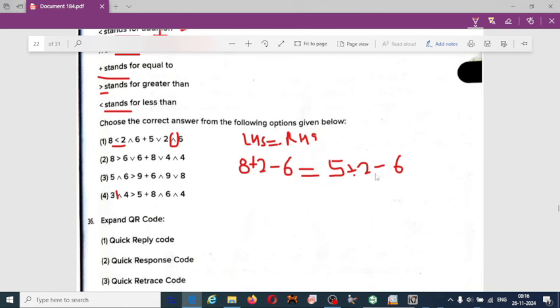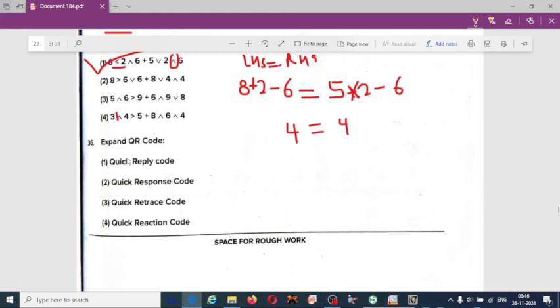5 by 2 minus 6, how much will you get? The first option is correct actually. 5 into 2, that is 10, minus 6 is 4, and here also 4. Option 1 is correct. Next question: expand QR code. Quick reply code, quick response code, quick retrace code, quick reaction code. Quick response code is correct.